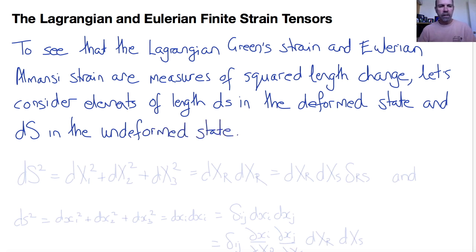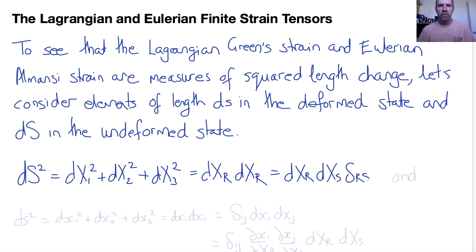So taking d big S first, by Pythagoras, d big S squared would be dX1 squared plus dX2 squared plus dX3 squared, or in vector notation dX dot dX, or in index notation dXr dXr, which we could also write as dXr dXs times delta rs. And similarly, d little s squared will be d little x1 squared plus d little x2 squared plus d little x3 squared, which equals dxi dxi, or delta ij dxi dxj.